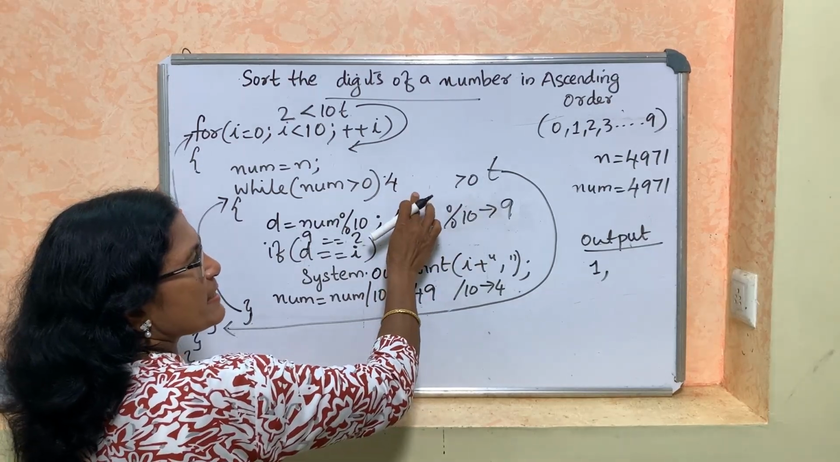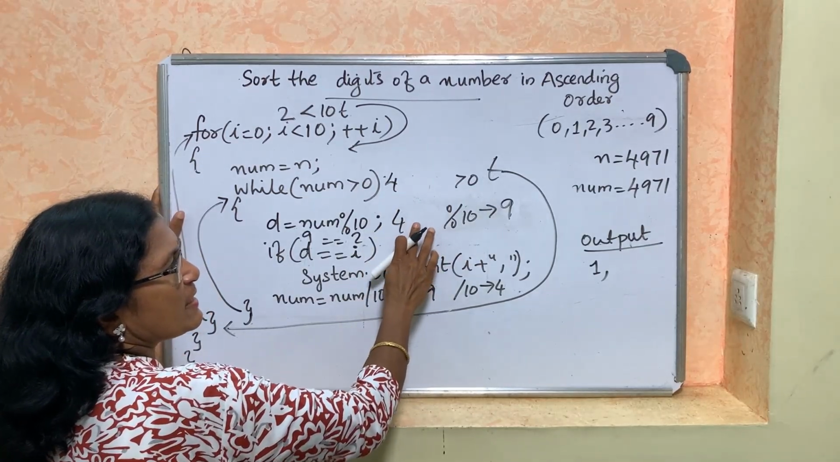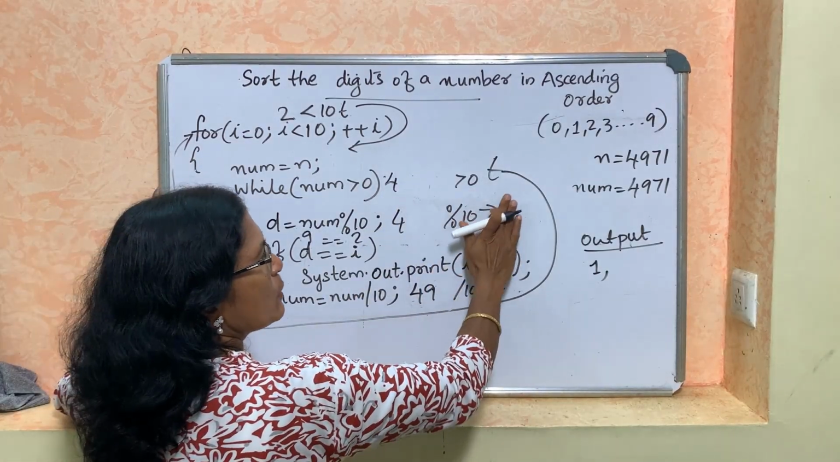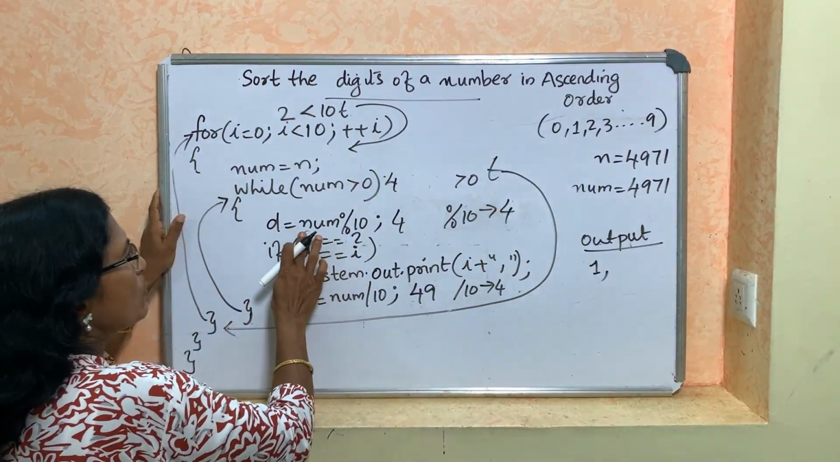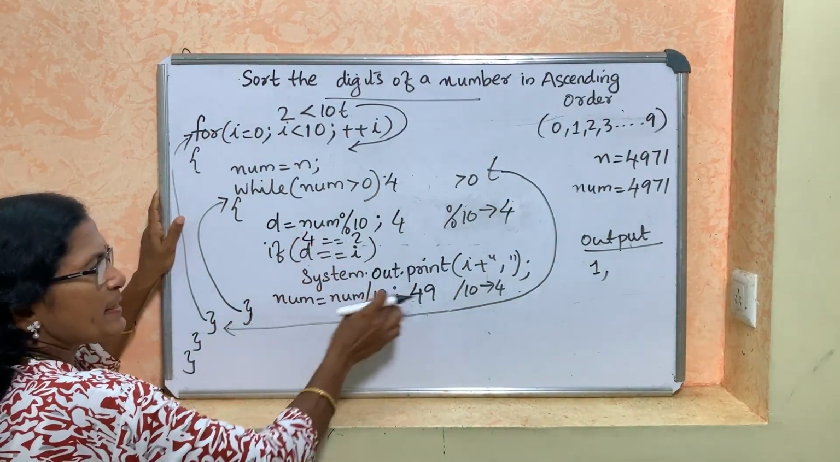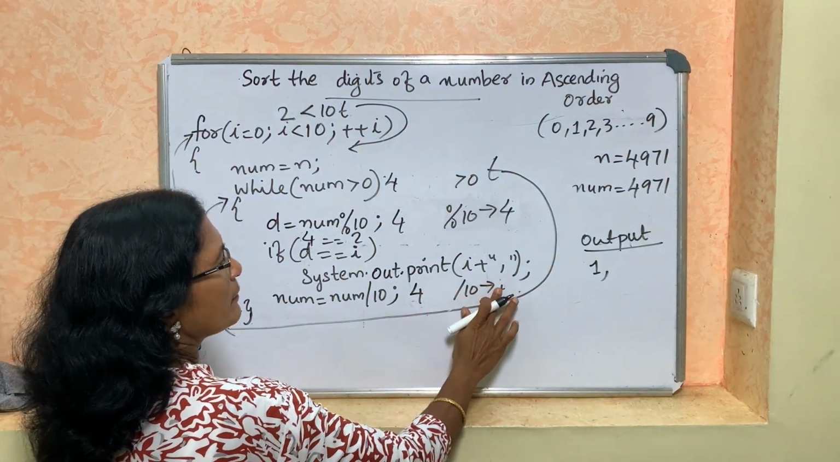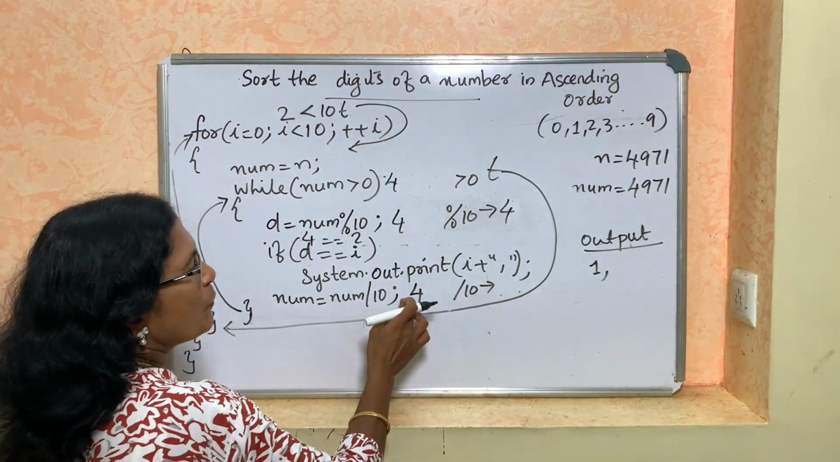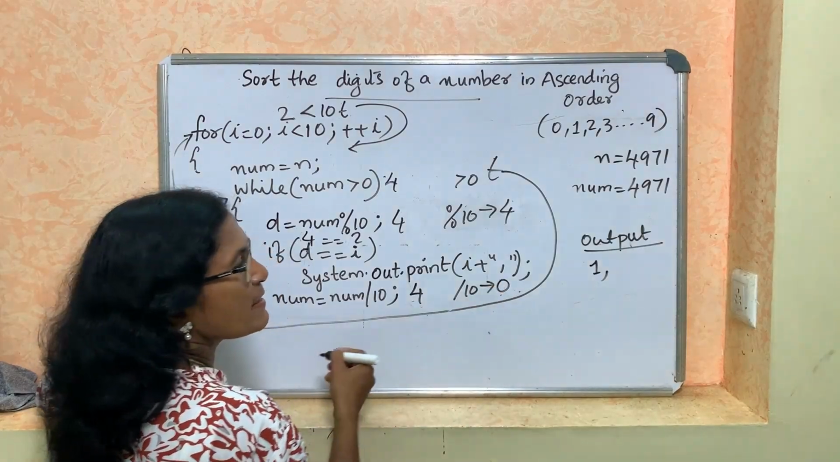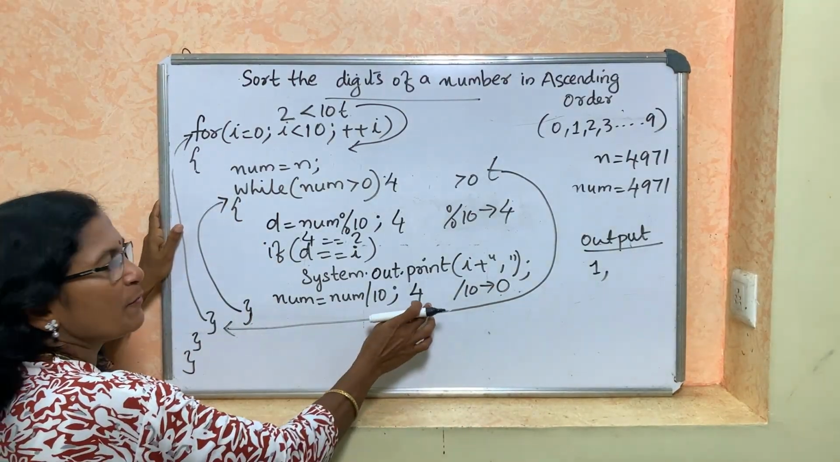4 is greater than 0. Extract the digit from 4. 4 modulus 10 is equal to 4. 4 is not equal to the value of I. So, printing will not take place. Let's remove 4 from the number. 4 divided by 10 results in 0. So, now the value of num is 0.